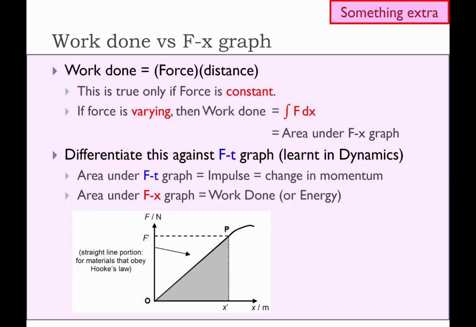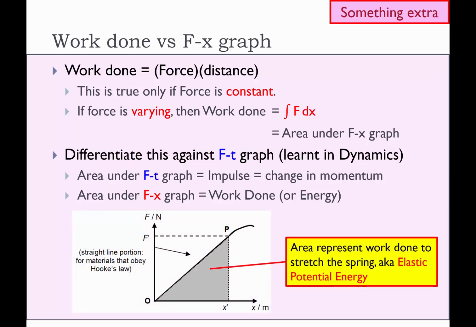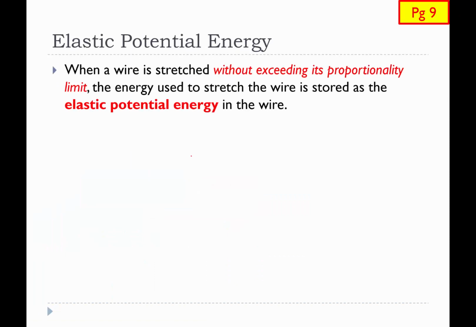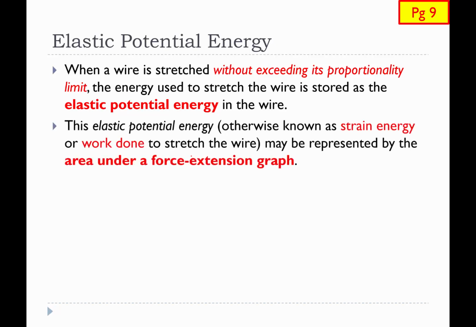Basically, in this graph, the shaded gray area is the work done to stretch the spring, also known as the elastic potential energy. To word it as your lecture notes do: when a wire is stretched without exceeding its proportionality limit, the energy used to stretch the wire is stored as elastic potential energy in the wire. This elastic potential energy is also sometimes known as the strain energy.